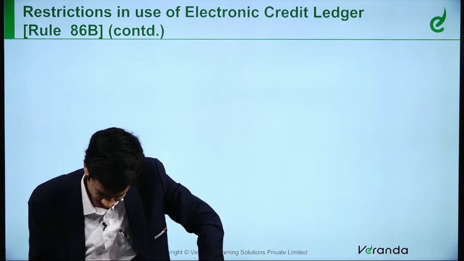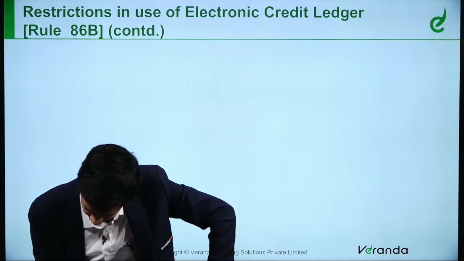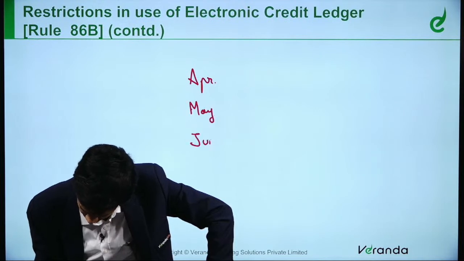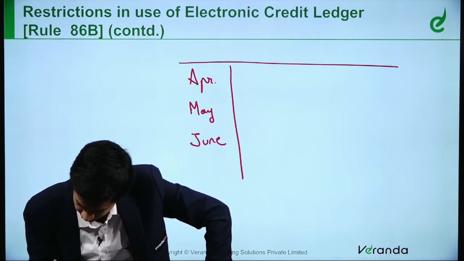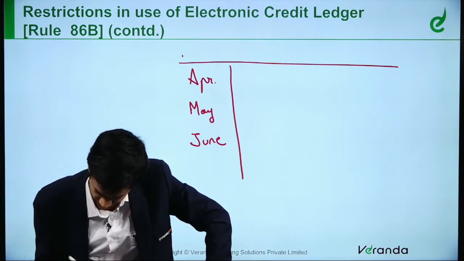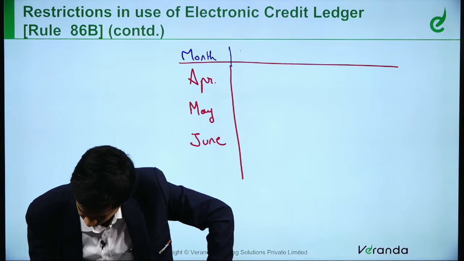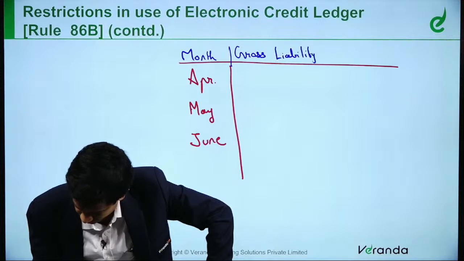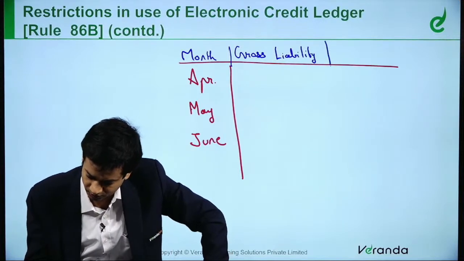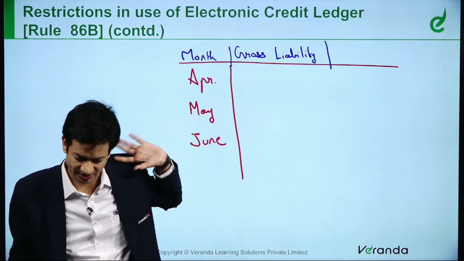Now, example. So let's say, let me take an example. April, May, June month, right? Month, gross liability, right? So basically for the months of April, May, June, I will take a gross liability, let's say 10 lakhs each.